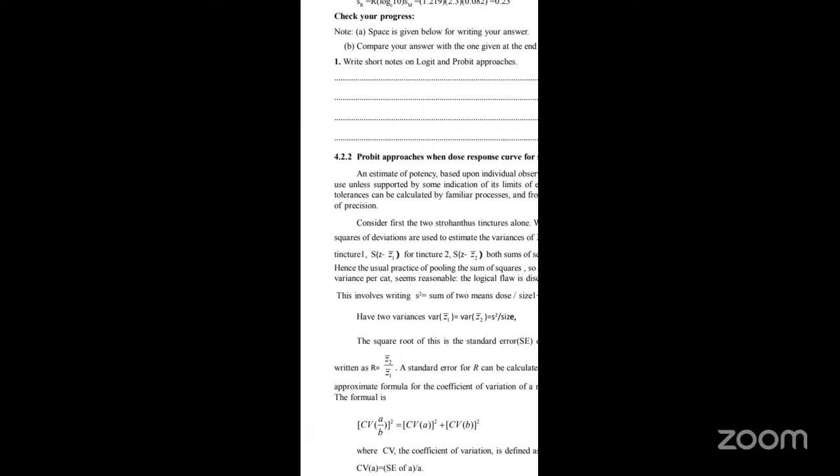Next, write short notes on logit and probit approaches. Next, probit approaches when the dose response curve for the standard preparation is unknown. An estimate of potency based upon individual observations that vary widely is of little use unless supported by some indication of its limits of error.